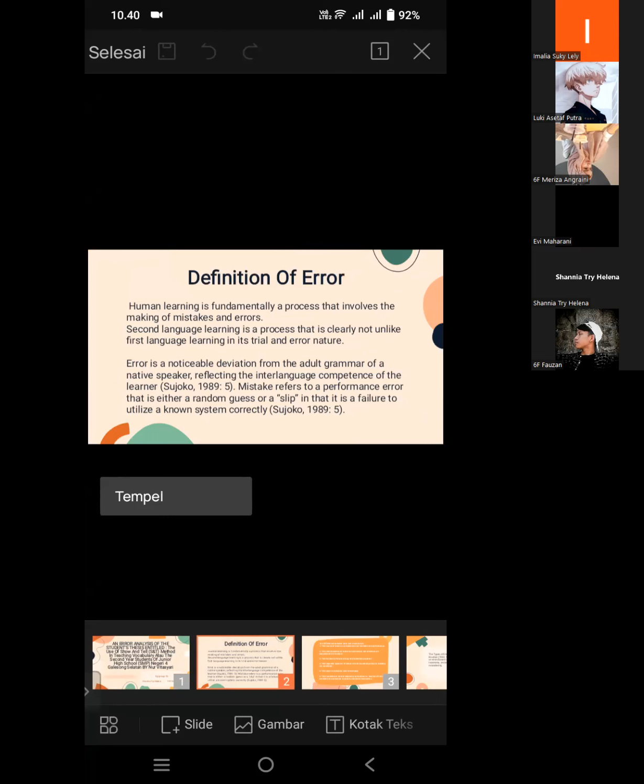Human learning is fundamentally a process that involves the making of mistakes and errors. Second language learning is a process that is clearly not unlike first language learning. It's trial and error in nature. Error is a noticeable deviation from the adult grammar of a native speaker, reflecting the interlanguage competence of the learner. Mistake refers to a performance error that is either a random guess or slip, that is, failure to utilize a known system correctly.